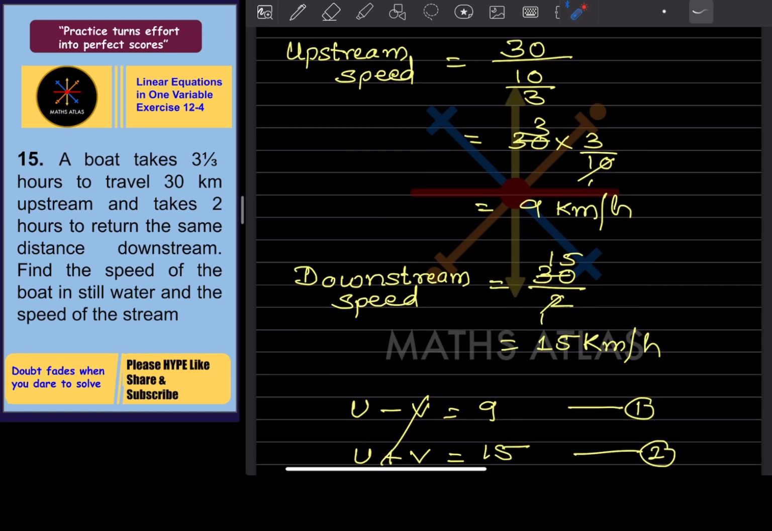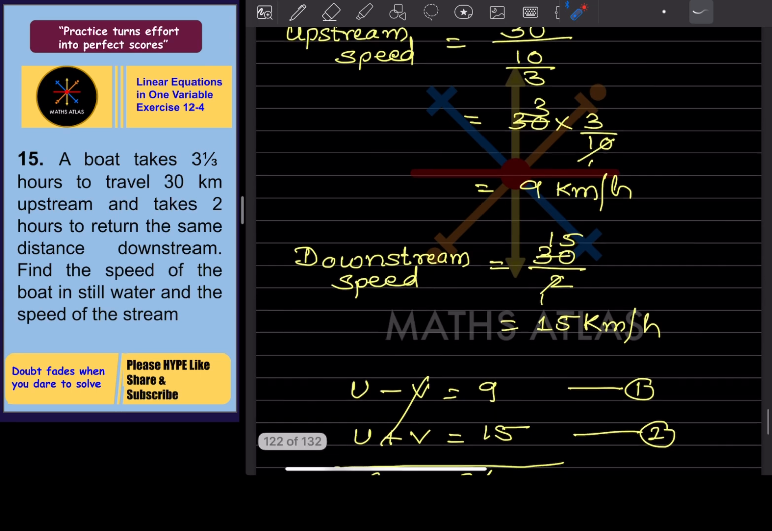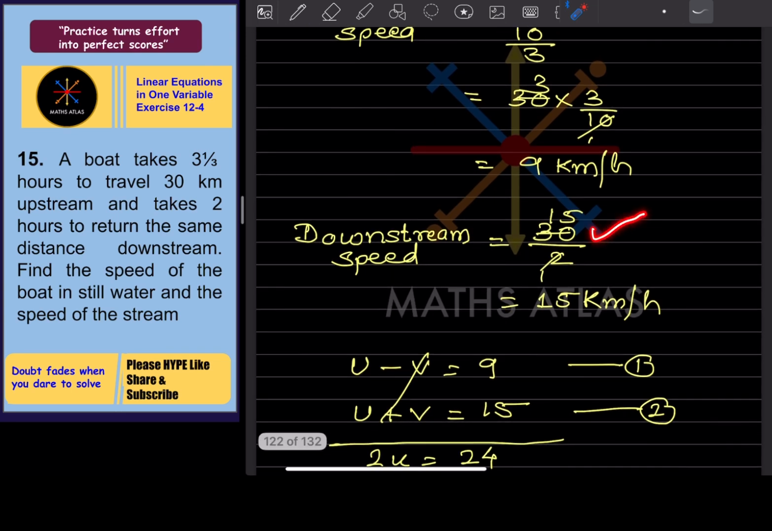Now you will see the downstream speed, again distance by time. They said it takes 2 hours to return the same distance. So the distance is the same, that is 30 kilometers, and it takes 2 hours, so the time is 2 hours. So this is going to be 15 kilometers per hour. Now we know this one.